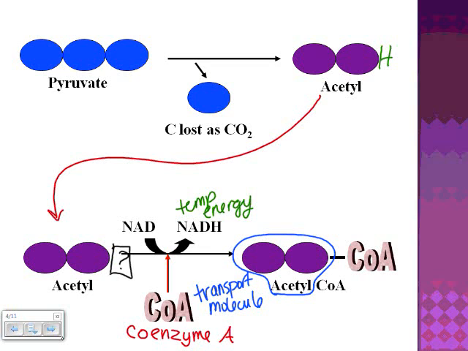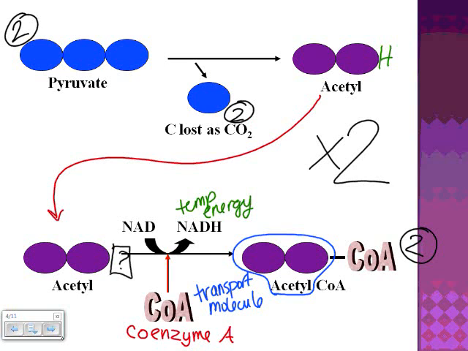Now, remember, at the end of glycolysis, we had 2 pyruvates, which means this whole thing happens twice. So in the end, you're going to have 2 acetyl-CoAs. You're going to have gotten 2 carbon dioxides, and you're going to have gotten 2 NADHs. Because it happens once for every pyruvate, and 2 pyruvates come out of glycolysis.